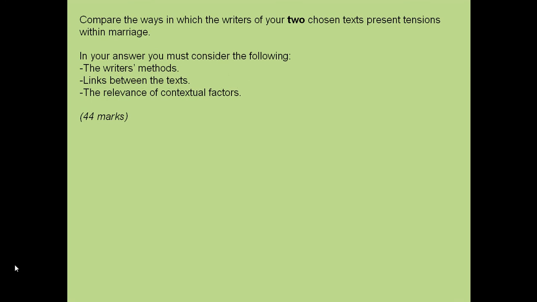So, let's have a look at this question. Compare the ways in which the two writers of your chosen text present tensions within marriage. In your answer, you must consider the following: methods, links, relevant contextual factors. So it's interesting, isn't it? Because the bullet points there help to remind you exactly what you should have in your answer. That's what we'll be working on in our next video.